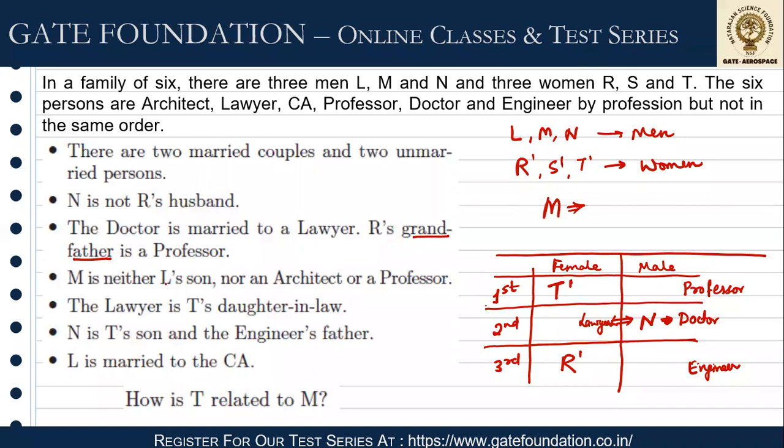Let's talk about M. M is neither L's son. Okay, L's son is not there. So हमारे पास यहाँ पर L M के son हो सकते हैं या तो फिर T के डॉटर हो सकती है. We have these two positions left. Three positions left. Nor an architect or professor. So architect नहीं है, professor नहीं है, doctor नहीं हो सकते, engineer नहीं हो सकते, lawyer नहीं हो सकते. So by default, M is a C.